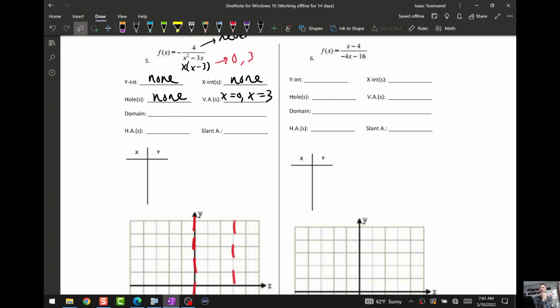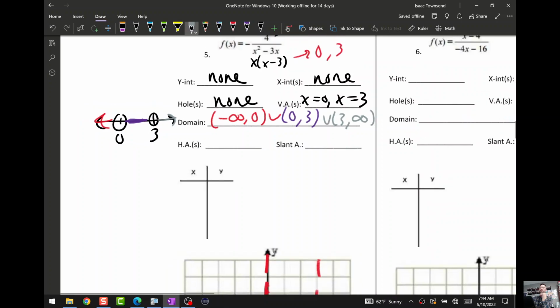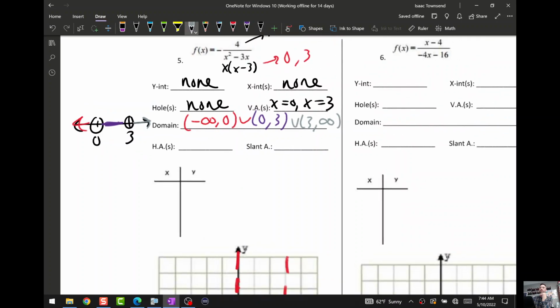So we're only taking out two numbers, 0 and 3. So we should have -infinity to 0. We should have 0 to 3. And we should have 3 to infinity. You guys are familiar with this U symbol for union? Yes, sir. Okay. Making sure. Just a math way to say and. Okay, make a correction if you need to there.